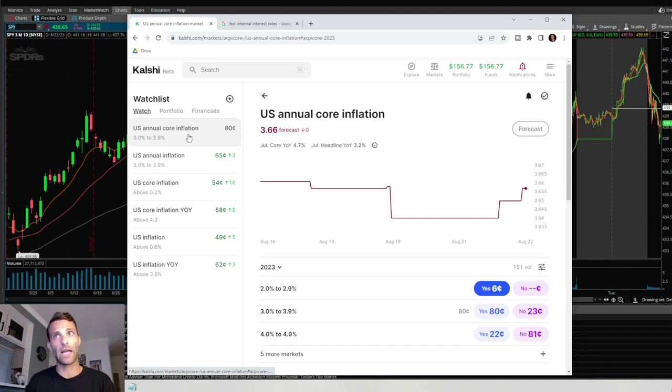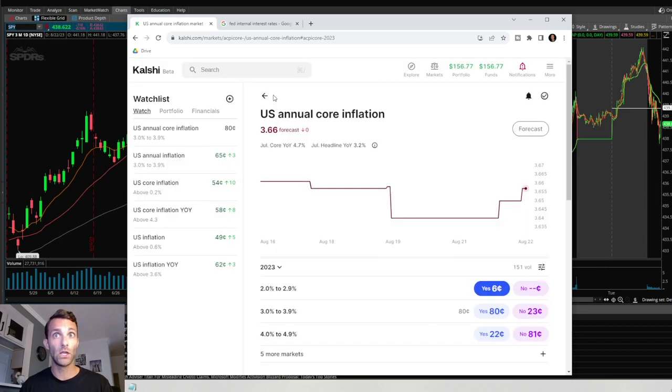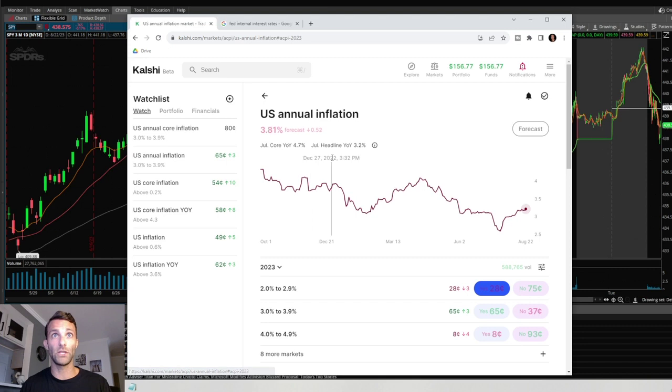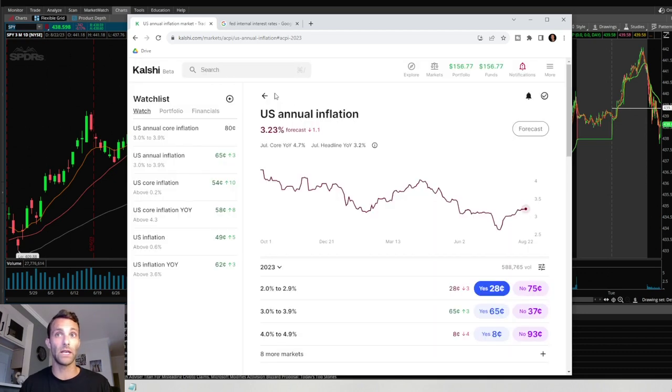Now let's use the forecast tool on the back of Kalshi, starting with the first one. U.S. annual core inflation. We click on that event contract. We go into forecast, and we're simply just going to use this to play the probabilities in our favor. 79% chance, 3 to 3.9%. So an easy way to structure this trade is the yes shares on that 3% to 3.9%. And now the next one, the US annual inflation. Click on the event contract, go into forecast. There is a 64% chance it's going to be that 3 to 3.9%. So very simple way to structure this, the 3% to the 3.9%, trading the yes shares on this contract.